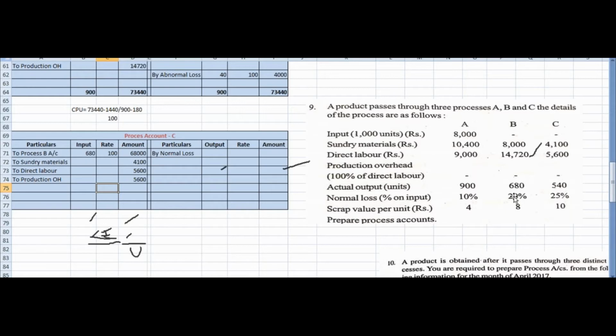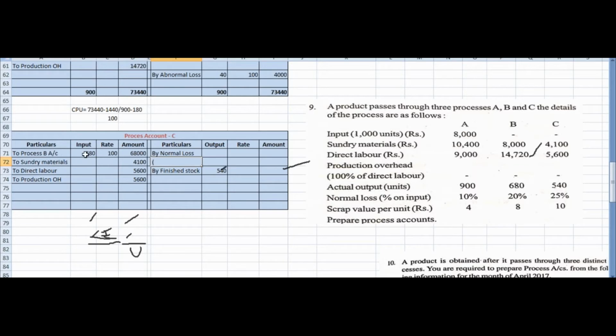Output of the last process transferred where? 540. Anyone tell me, what do I have to write out? Finished stock account now. The finished stock means 540 units. We need to find the rate for this. Just wait for a while. Then normal loss is how much? Normal loss is 25% of input. So 25% of input, just find, 170.